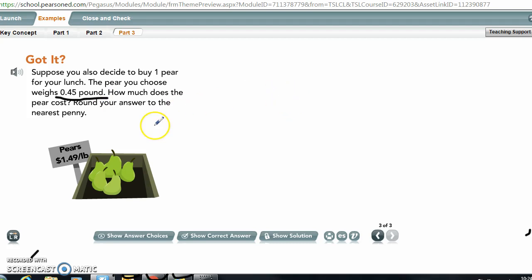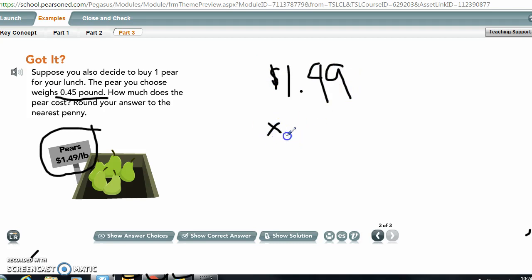Okay, so look at this right here. What does this mean? Well, it's $1.49 per pound. So there are two numbers you're going to have to multiply. Go ahead and think about what those numbers are going to be. Okay, it's $1.49 per pound. And your one pear weighs how much? Okay, go ahead and solve that problem for me. And make sure, if necessary, you round your answer to the nearest penny.